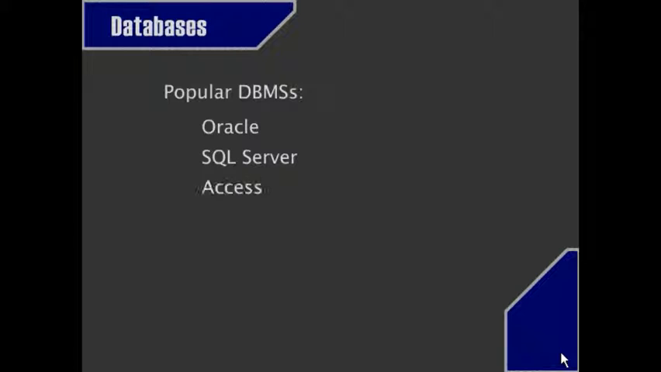Examples of database management systems, otherwise known as DBMSs, are Oracle, Microsoft SQL Server, Microsoft Access, mSQL, PostgreSQL, and, as I'm sure you're familiar with, since you're using this course, MySQL.